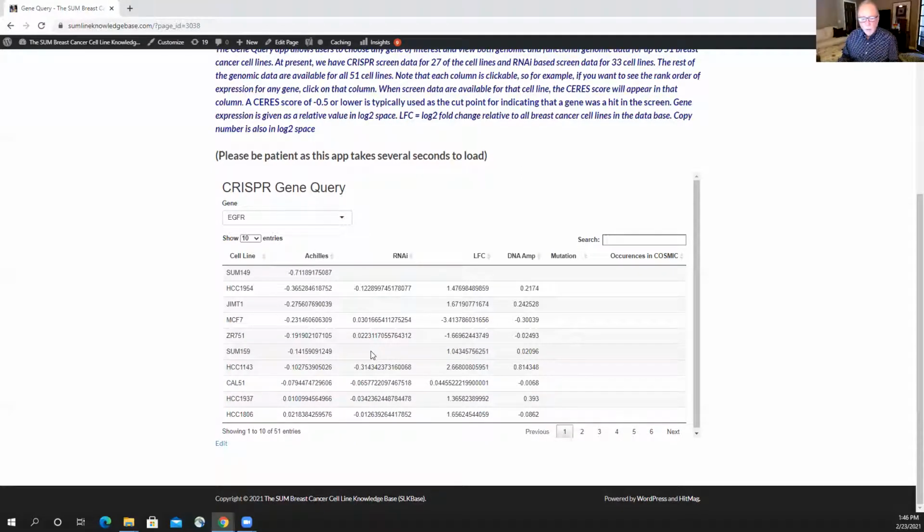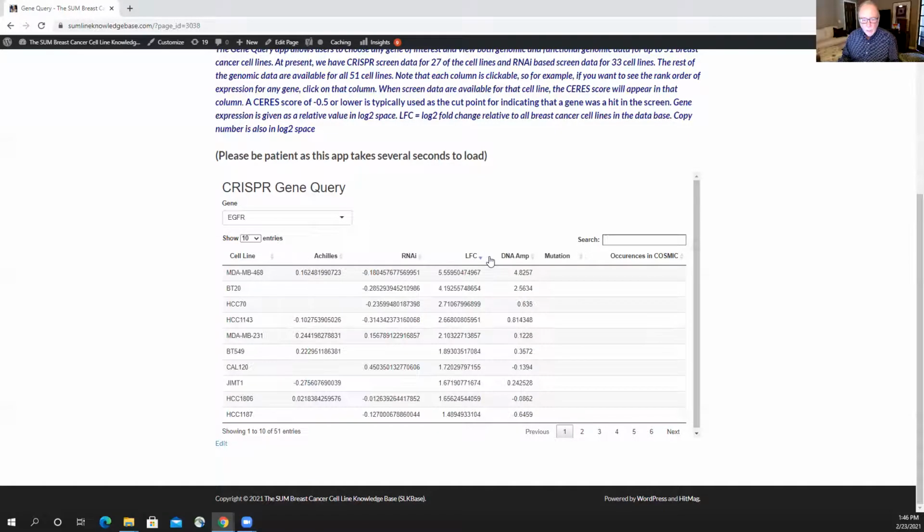is EGFR found to be essential, even though if you rank order by log fold change, there's a bunch of cell lines that overexpress it. And of course, MDA468 is a famous one because here the gene's amplified, overexpressed, and didn't do anything in either the CRISPR or the RNAi screen. BT20 is another famous line with amplification, overexpression, not a hit in the screen, and so forth.